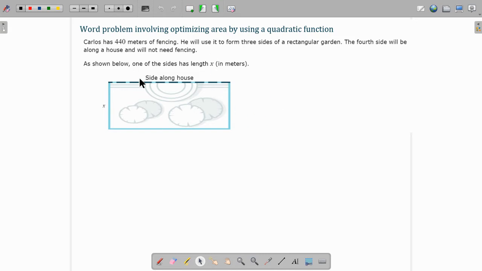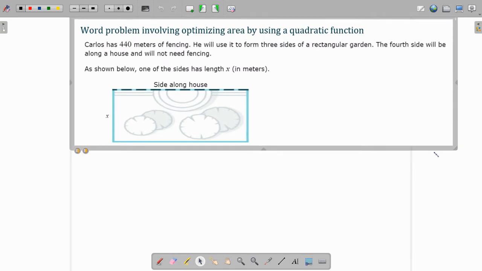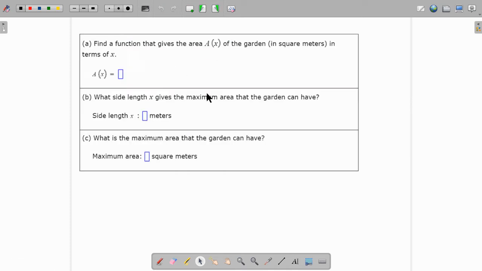Okay, so here's the picture, which I'll come back to in 1 second. Here are the questions. I just couldn't fit it all on one screen. They want you to find the function that gives the area, find the maximum side length, which is x, and then find the maximum area the garden can have. So this is your x, this is your negative b over 2a, this is plugging in. This is the one that's new, writing the equation.